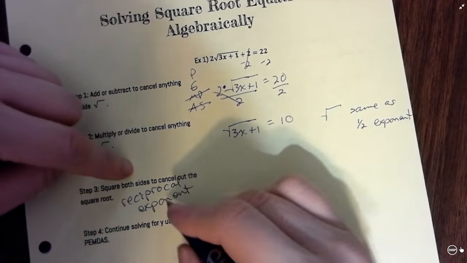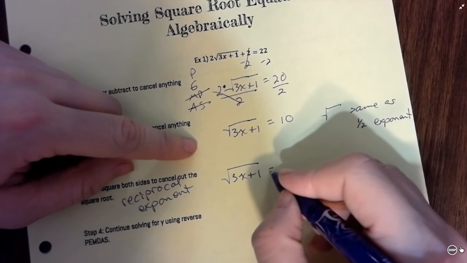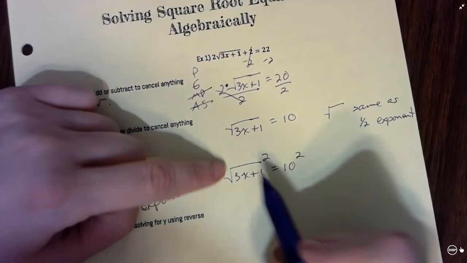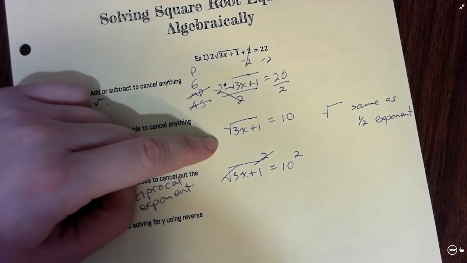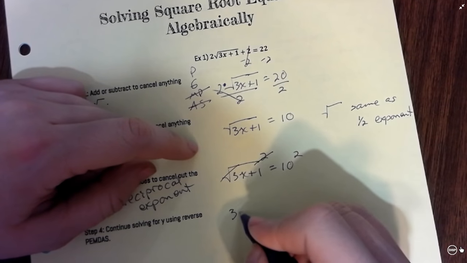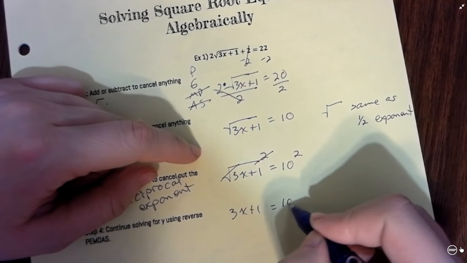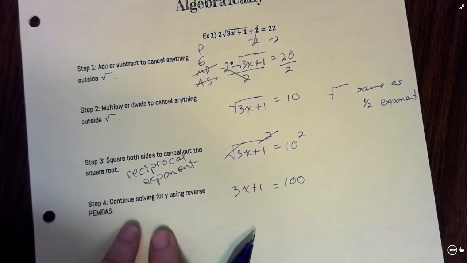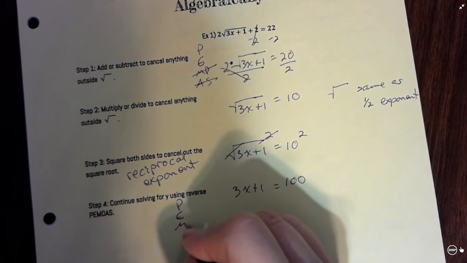So actually, let me rewrite it down here. So I have square root of that equals 10. So I'm going to square both sides, take it to the second power. The square root and the squared cancel each other out, which just leaves me here with 3x plus 1 equals, and then 10 squared is 100. And then just go ahead and keep doing reverse PEMDAS to get the x alone.